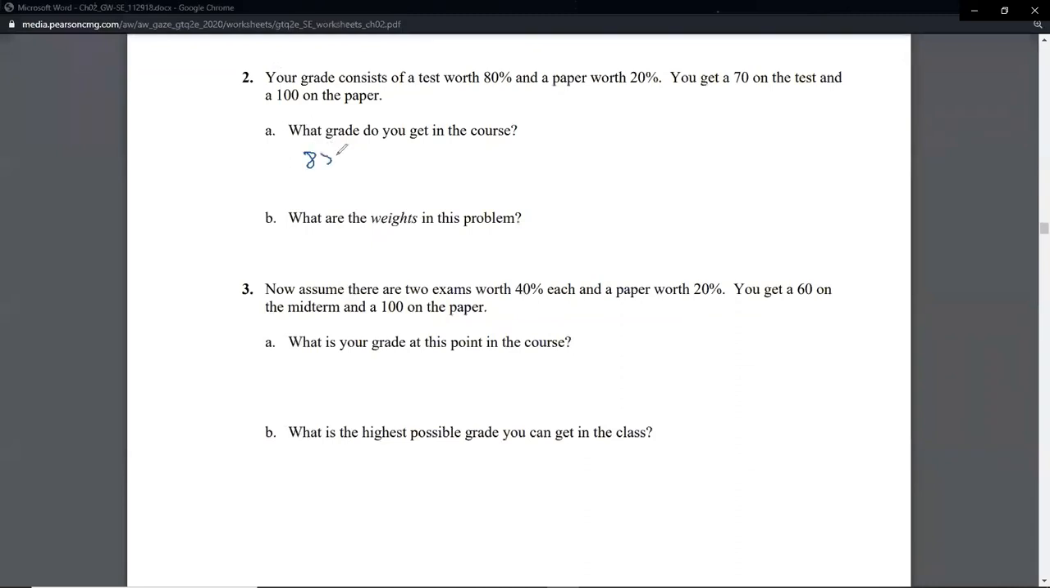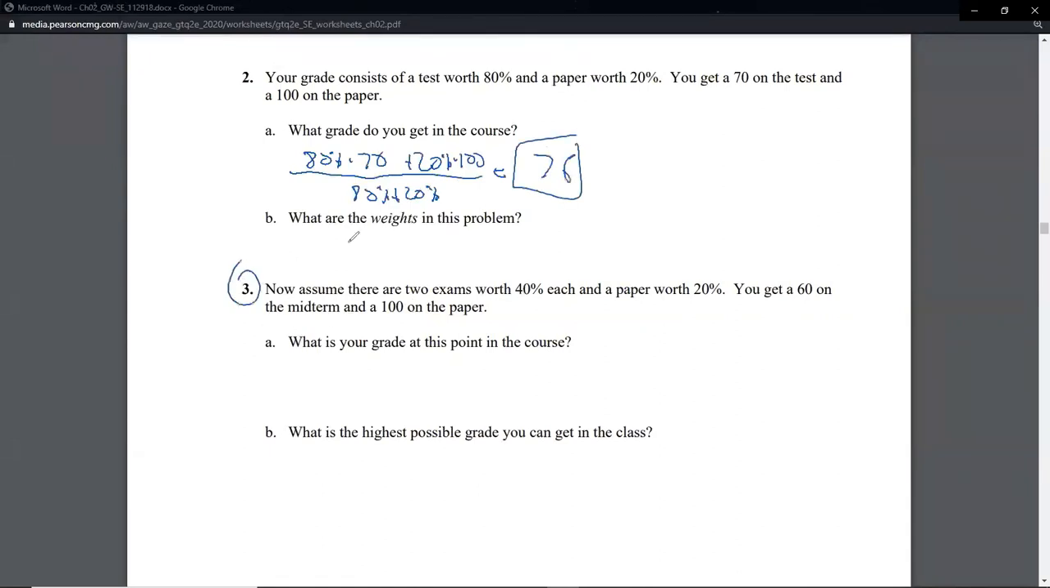It was 80% times 70 plus 20% times 100. And I can't even read these numbers anymore. I now have a bar covering that for me. 80% plus 20% equals... We got a 76. Okay.